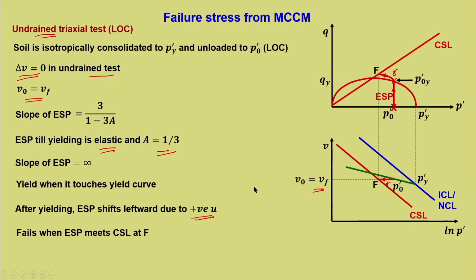So, we are not going to spend much time here because all these facts are known. Now, failure stresses are P dash F and QF, which need to be determined. So, QF and P dash F. So, this is the failure stress. So, that is for undrained test for lightly over consolidated.